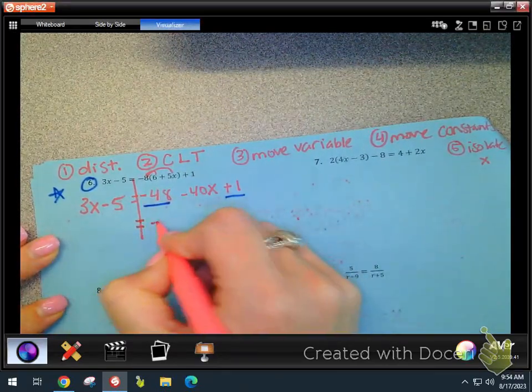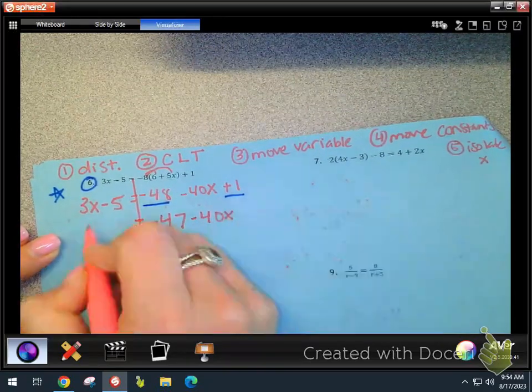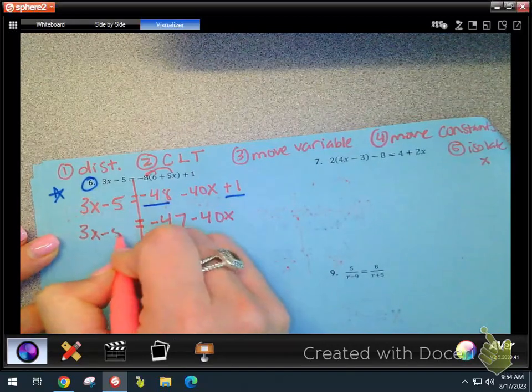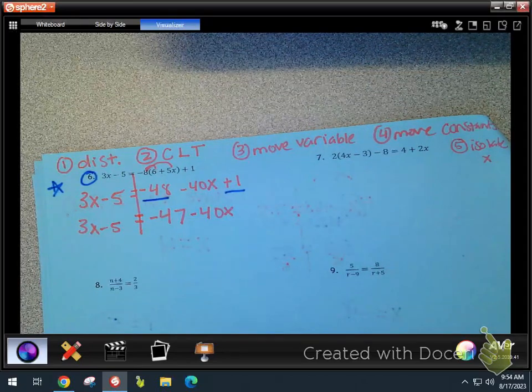Negative 49. So I'm going to rewrite this as this. And here's what's tricky. When they're on the same side of the line, that's why that line is so important, you just add them up. You only do the inverse operations when you're moving across the line.